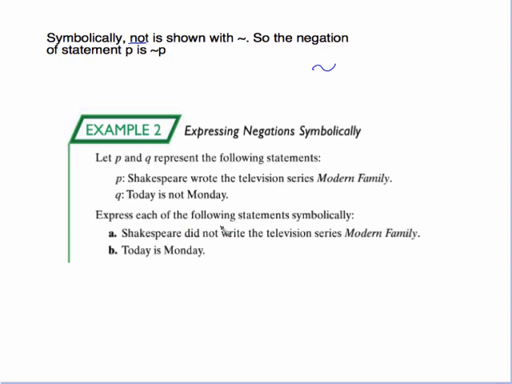So express each of the following statements symbolically. Shakespeare did not write the television series Modern Family. This is the original statement. If we throw in the word not, we have made the negation. And all we have to do symbolically is show this with not P. Statement Q is today is not Monday. I want to express today is Monday, which is the opposite of today is not Monday, so I do need to use the tilde in front of Q.